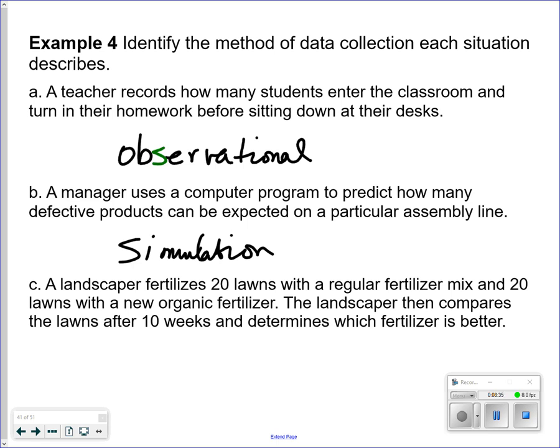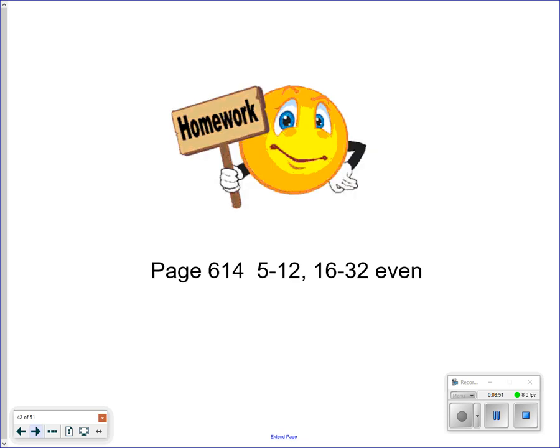And then a landscaper fertilizes 20 lawns with a regular fertilizer mix and 20 lawns with a new organic fertilizer, and the landscaper then compares the lawns after 10 weeks. So again, you are imposing something on the group, and so therefore this would be an experiment. And that's all for section 11.3.